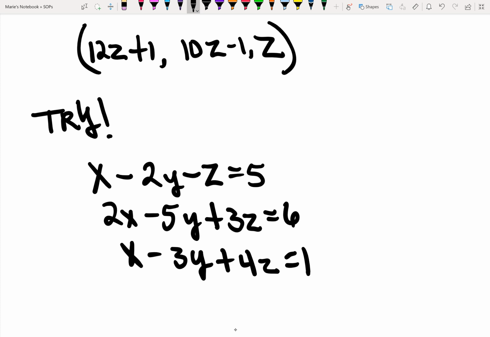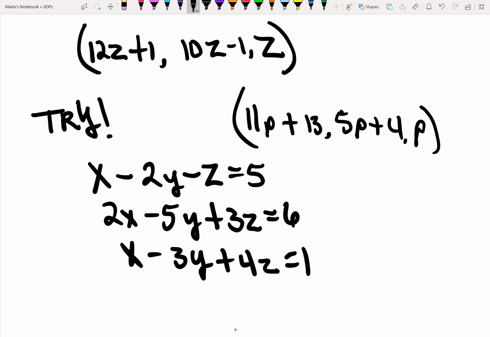Depending on your variable, actually, it should be something along the lines of insert variable. I'll call this variable p plus 13. This is 5. Again, I'm calling it p just to give it a name. I don't want to lead you. This will be 5p plus 4, and this will be the third variable that's not defined.